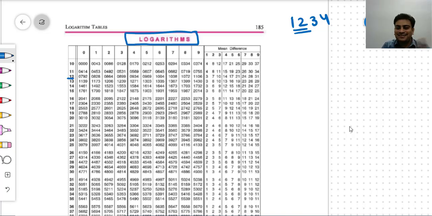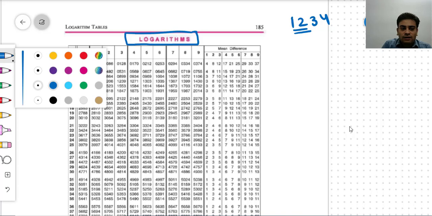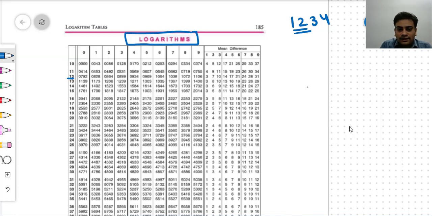And then for the third digit, we look at the first row. Let me highlight this 12 row; that will help you locate it easily. How did we find it? We looked at the first column and from there located our first two digits, right?